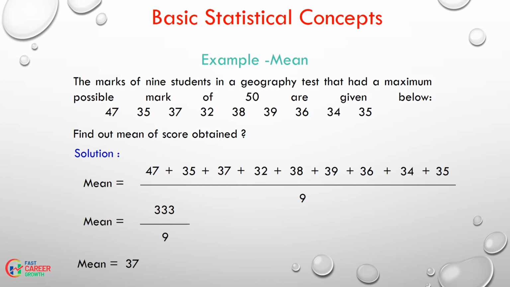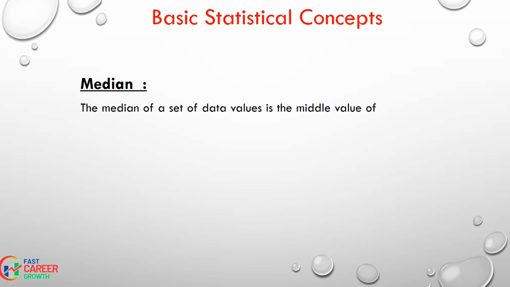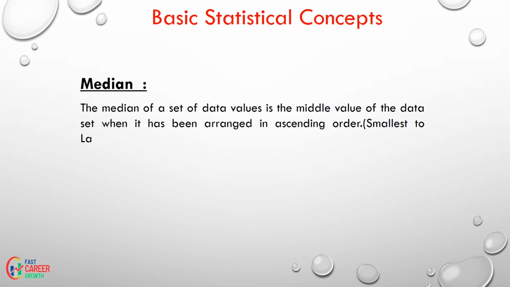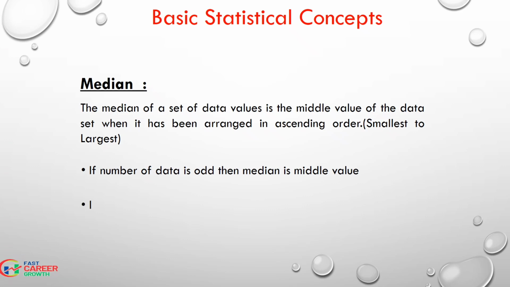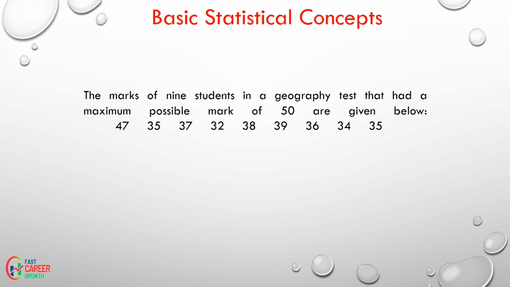Next is what is median? The median of a set of data values is the middle value of the data set when it has been arranged in ascending order, smallest to largest. If the number of data is odd, then the median is the middle value. If the number of data is even, then the median is the average of the middle values.